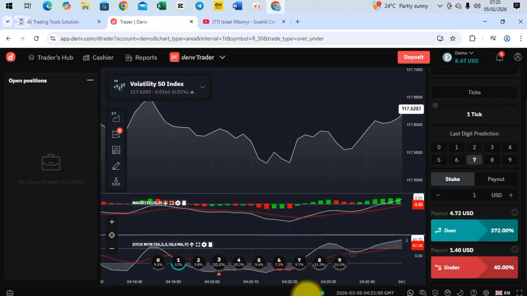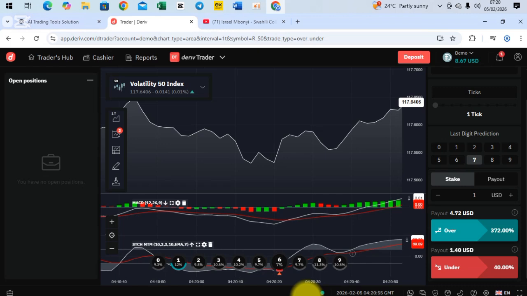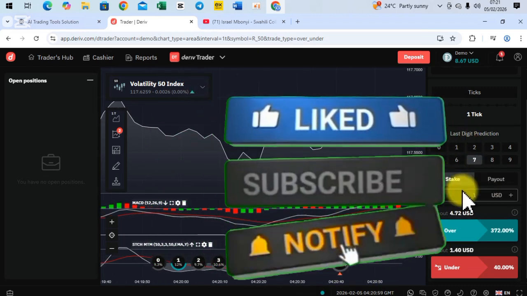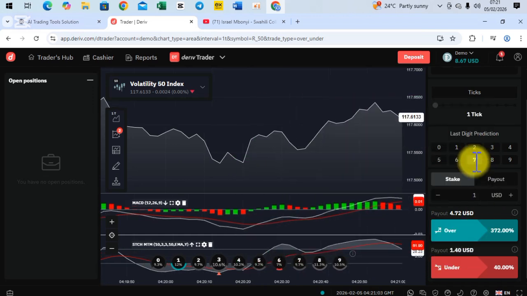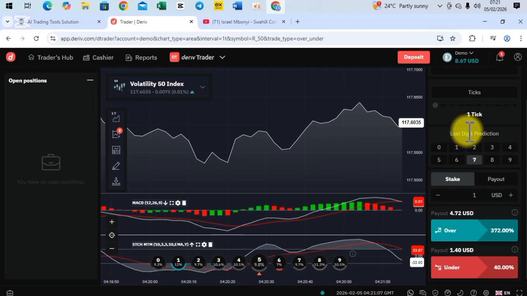I showed you that that is the highest digit and the lowest digit in red. Then make sure they are below 7. Then make sure the parameters are set clearly. This is the 7 you are trading, which is the last digit prediction. The tick is 1. And then you also define your stake depending on your capital.